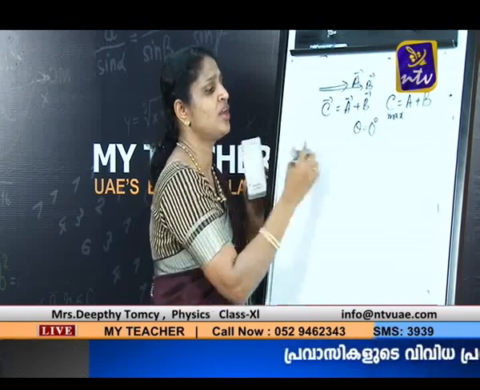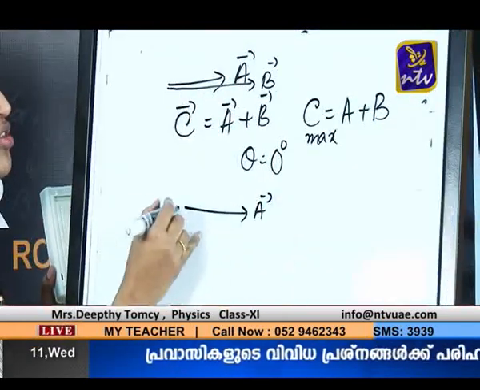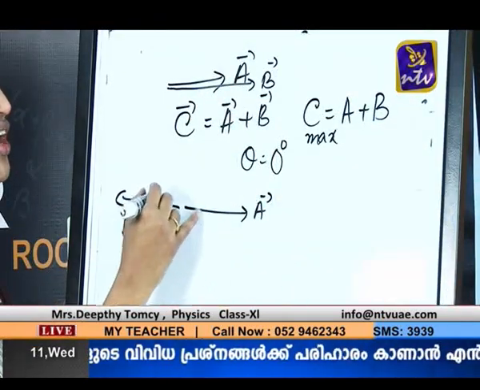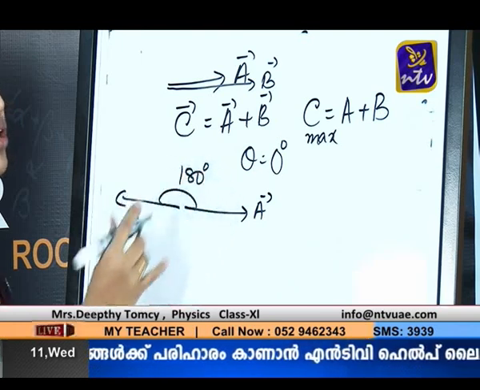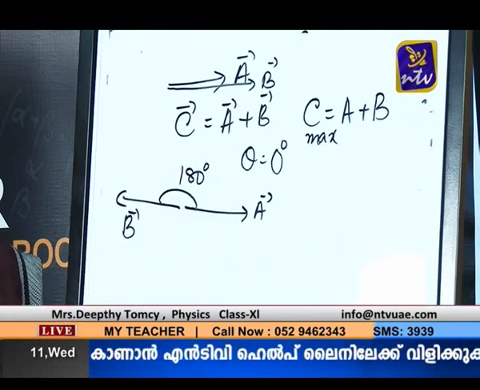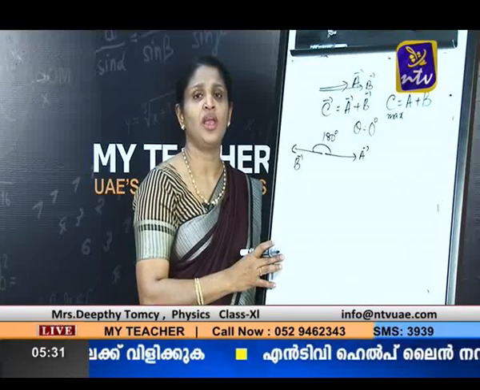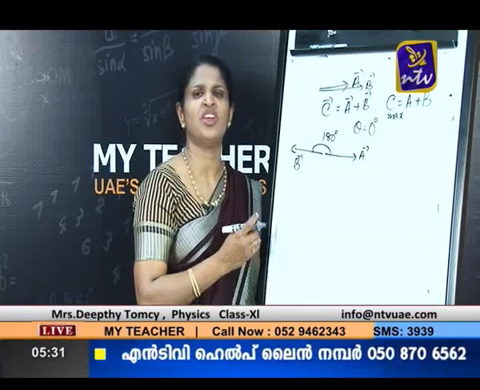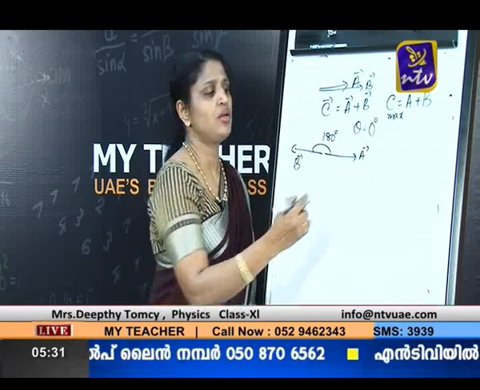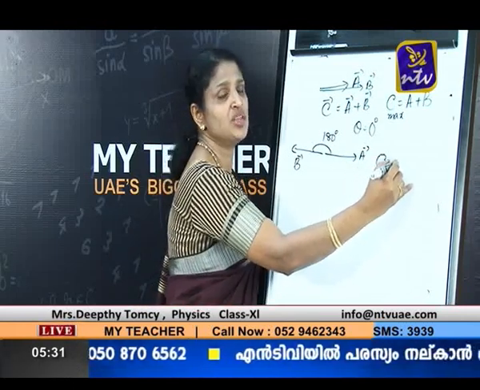So if we are considering vector A and vector B exactly in opposite direction, the angle between them will become equal to 180 degree. You can cancel the effect of one of the vectors with the other vector if they are equal in magnitude and opposite in direction. Then the net resultant will become 0.